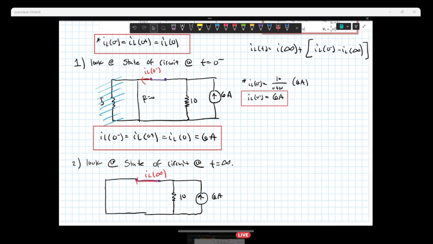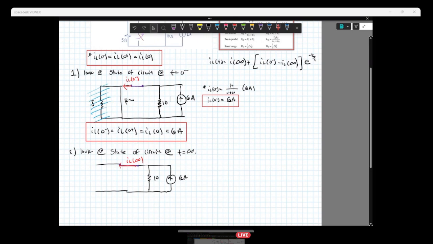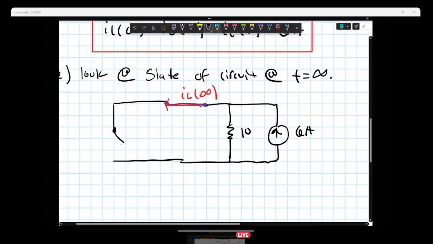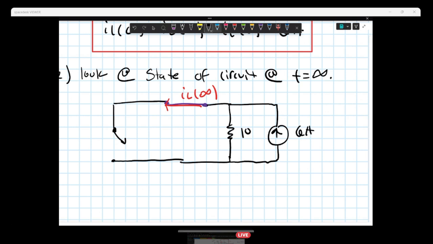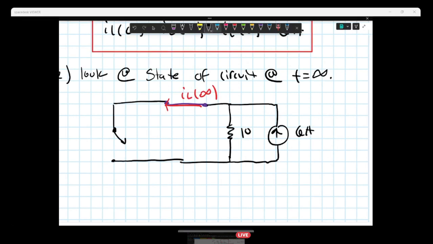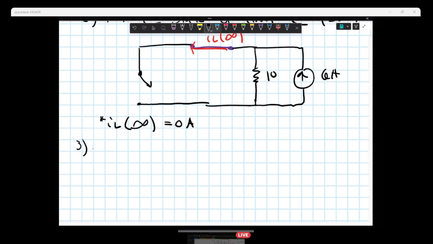Okay, so now what? Oh, no, this is broken. My bad, yes, this is broken. The switch is here. All right, so what's IO of infinity? 6 amps? No, it's broken. 0. Yeah, it's 0. So IO of infinity is 0. Okay, now we solve for tau.